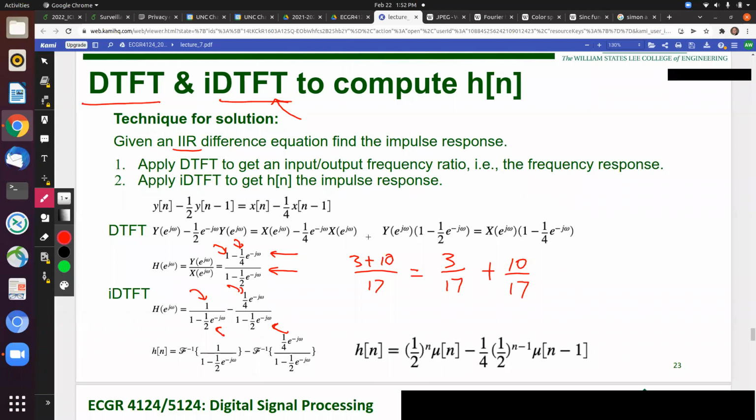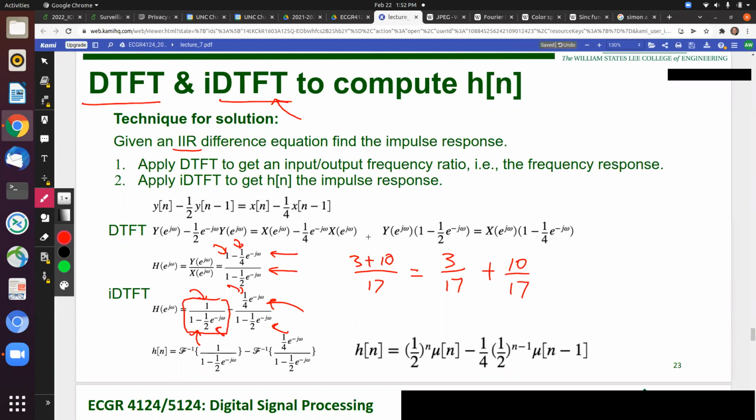Because you could go through a whole partial fractions experience to try and tease this apart and come up with, well, how are you going to come up with this one? You have to come up with these constants and so forth, where it could just be a much easier exercise. Okay, so if you inverse transform this, well, what's the inverse transform of this here? 1 over 1 minus 1/2 e^(-jω).